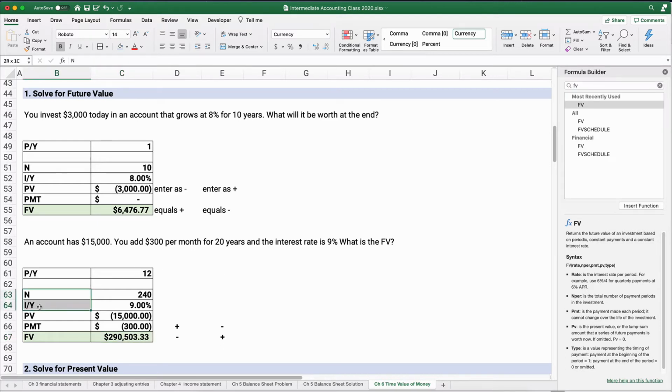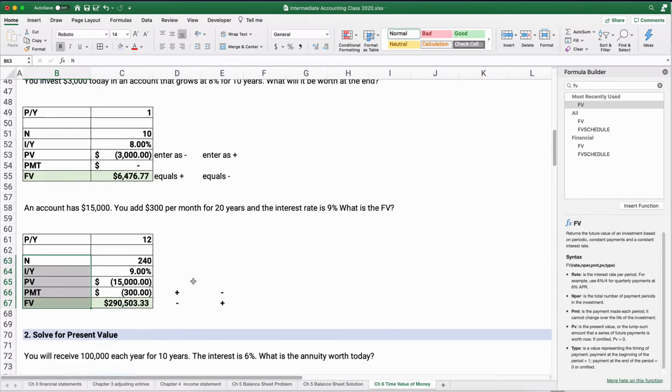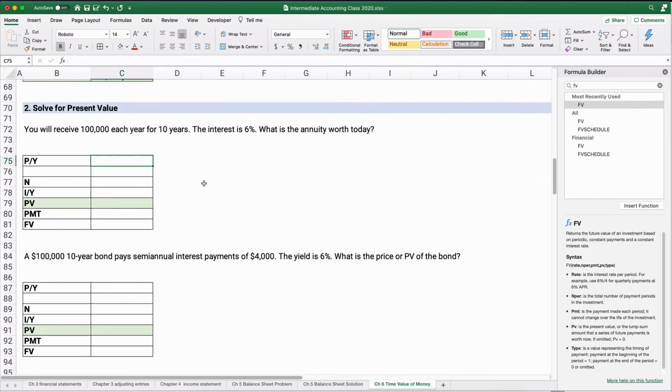Now, any of these 5 inputs, we can solve. So first thing we did was solve for future value. We're going to solve for present value. We will receive $100,000 each year for 10 years. The interest is 6%. What is that annuity worth today? Well, it's 1 period per year. The number of periods is 10. 6% is the interest rate. We have a payment of $100,000, and we have no future value, no lump sum at the end. So what's all that worth today?